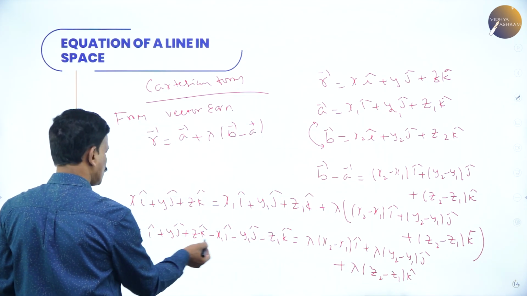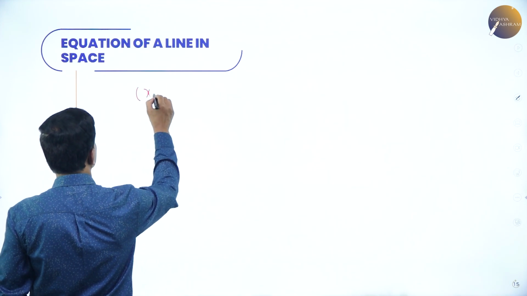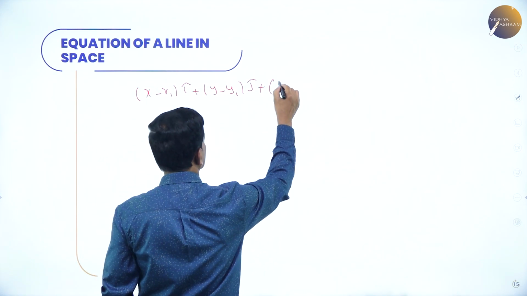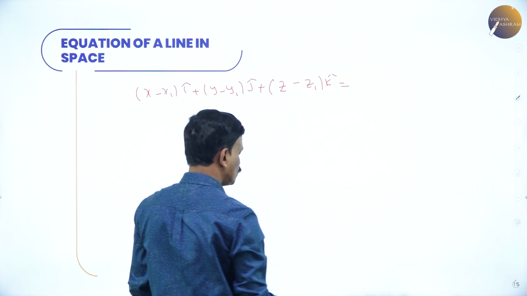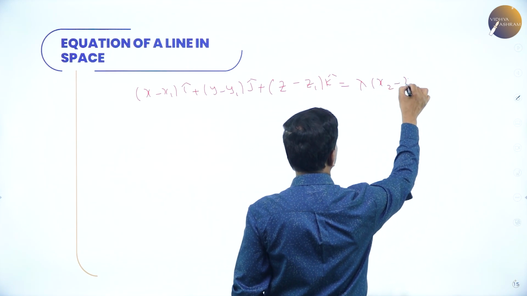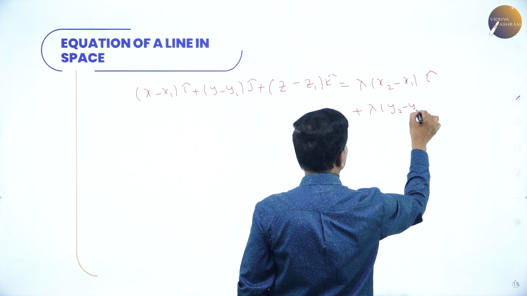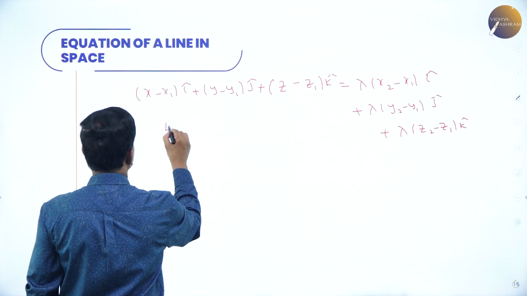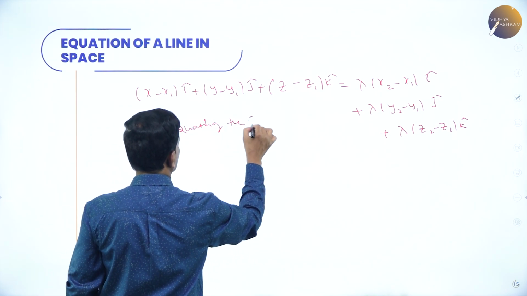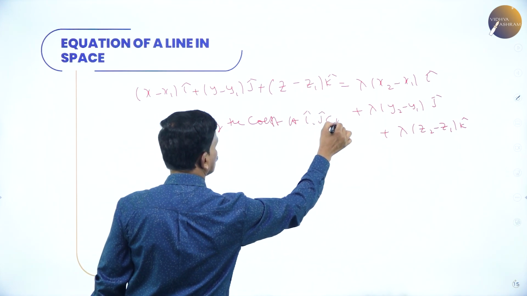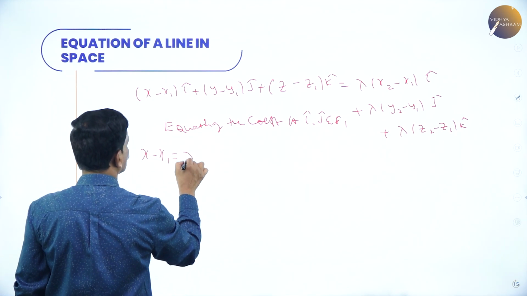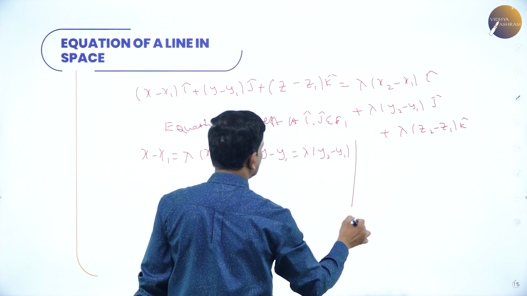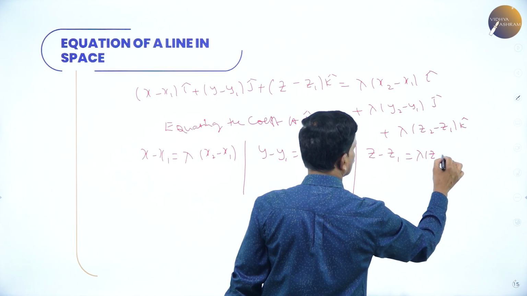Now, subtract this. If you subtract, what will we get? x minus x1, y minus y1, z minus z1. So, x minus x1 into i plus y minus y1 into j plus z minus z1 into k is equal to, the right hand side is the same, lambda into x2 minus x1 into i plus lambda into y2 minus y1 into j plus lambda into z2 minus z1 into k. Now, equating the coefficients of i, j and k, what will we get? x minus x1 is equal to lambda into x2 minus x1, y minus y1 is equal to lambda into y2 minus y1, and z minus z1 is equal to lambda into z2 minus z1.